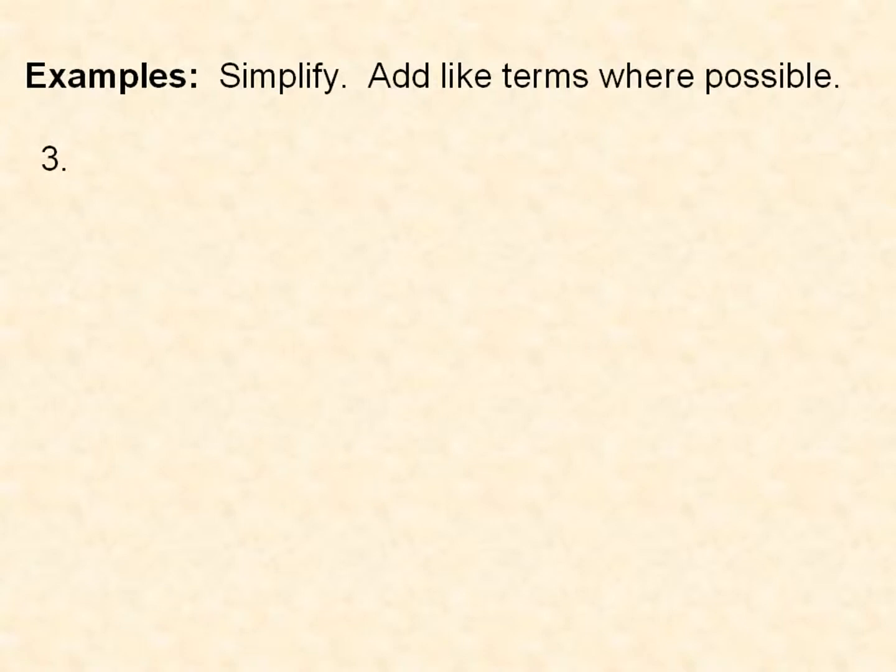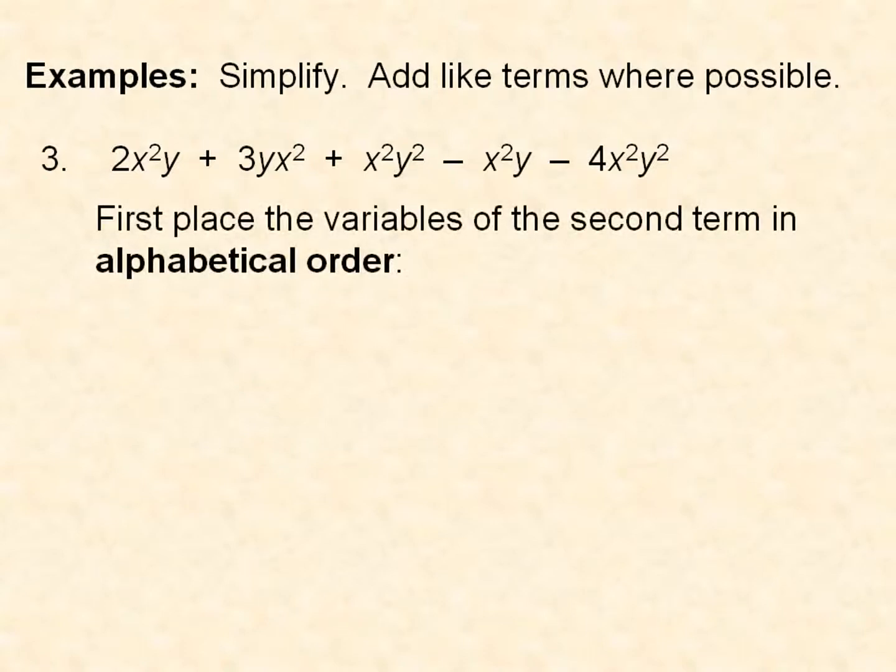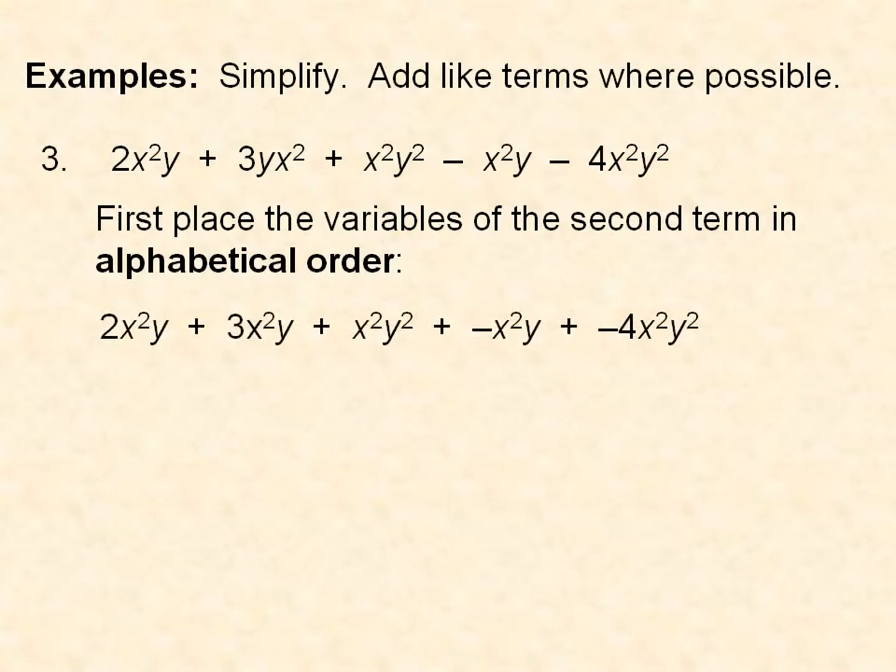Number 3, 2x^2y plus 3yx^2 plus x^2y^2 minus x^2y minus 4x^2y^2. These terms are not as messy as in the last 2 examples, but we do need to place the variables of the second term in alphabetical order. So we have 2x^2y plus 3x^2y plus x^2y^2 plus negative x^2y plus negative 4x^2y^2.